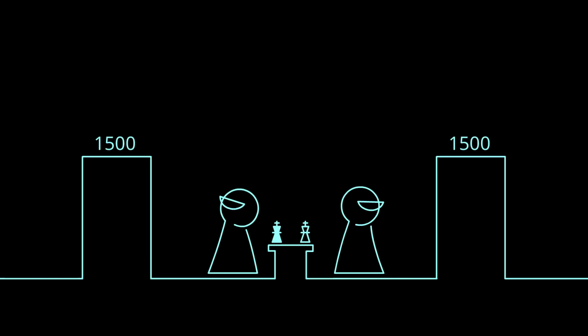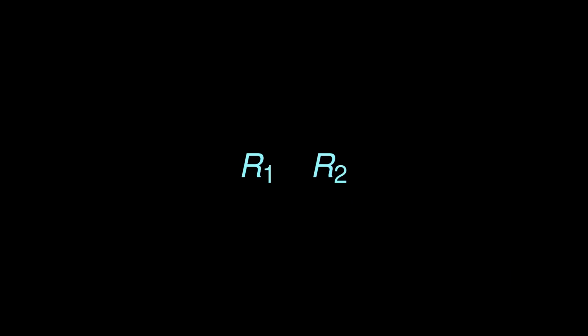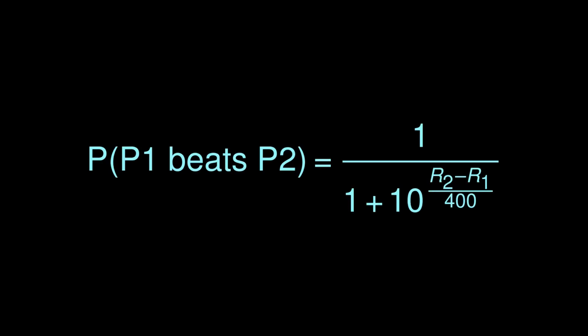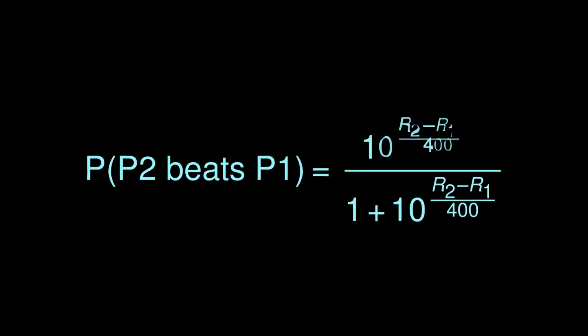Before we can talk about how these ratings are updated over time, we need to discuss the probability formula. If two players have ratings R1 and R2, the system predicts that the probability that player 1 beats player 2 in a game is given by this arcane formula. You can verify for yourself that if you swap R1 and R2 to get the probability of player 2 winning, this is algebraically equivalent to taking 1 minus this formula, as it should be.